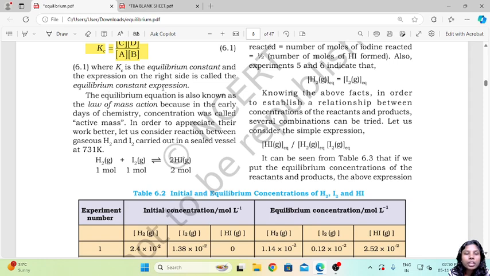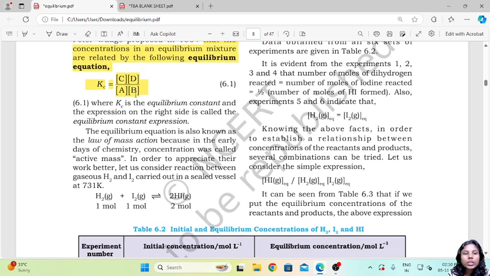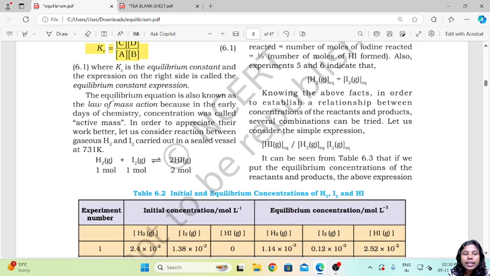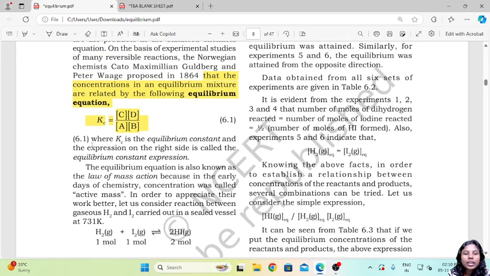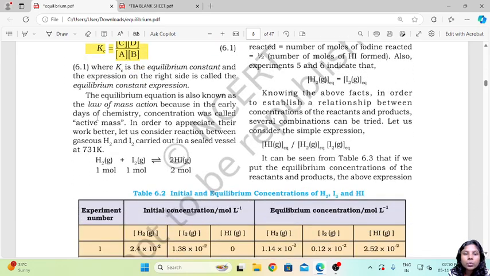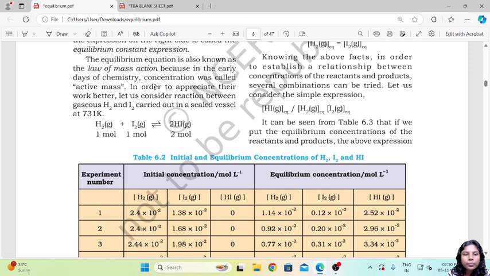The equilibrium equation is also known as the law of mass action, because in early days of chemistry, concentration was called active mass. What we now call concentration was initially known as active mass. That is one of the reasons this equilibrium equation is also known as the law of mass action.